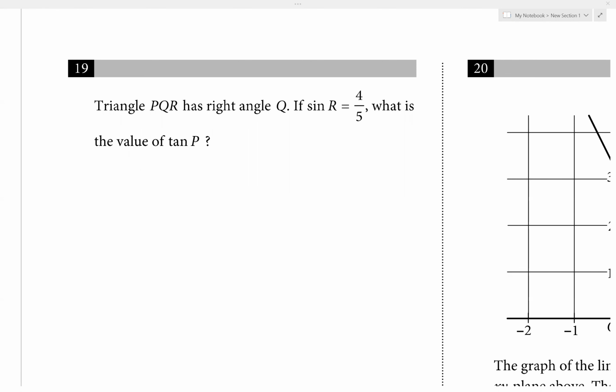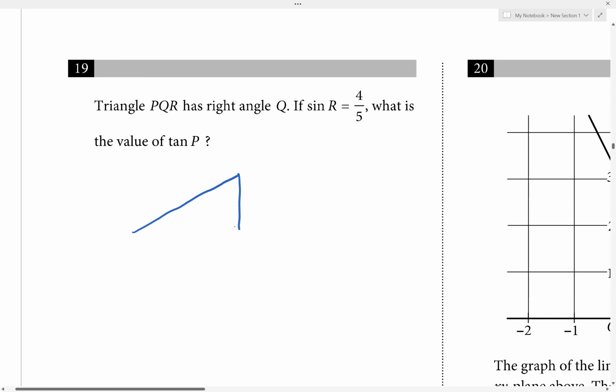Okay, number 19. Triangle PQR has right angle Q. If sine of R is equal to 4/5, what is the value of tangent P? Okay, so this is a trigonometry question. And they didn't give us a picture, so let's go and draw out our triangle.